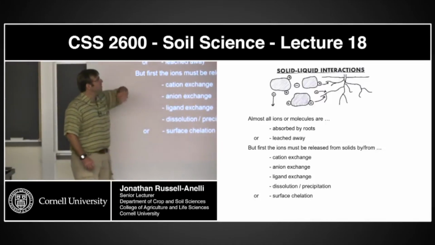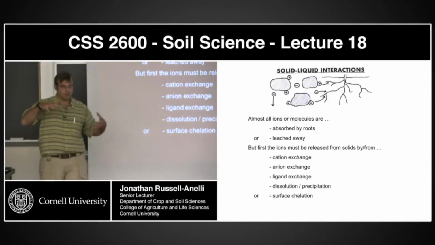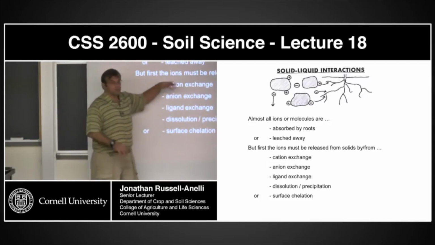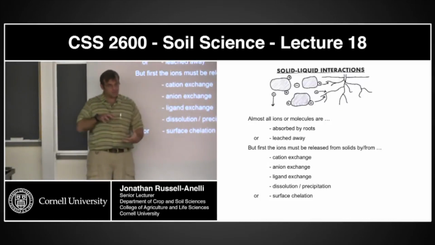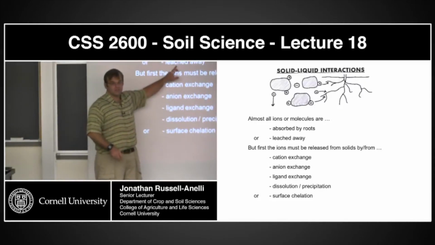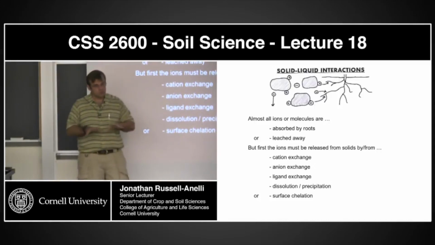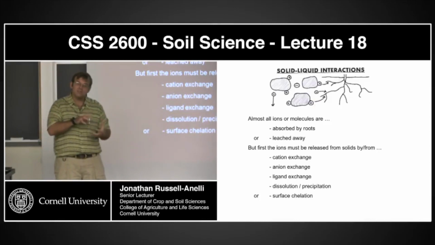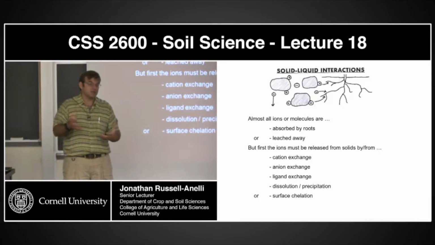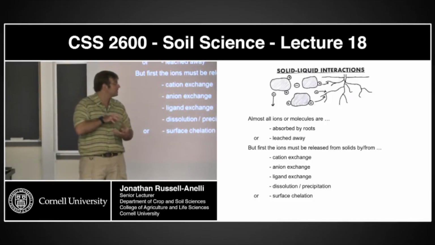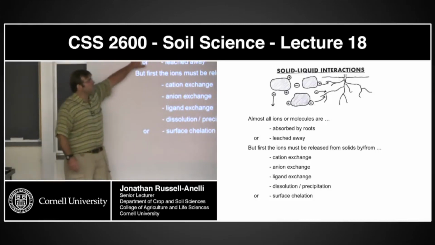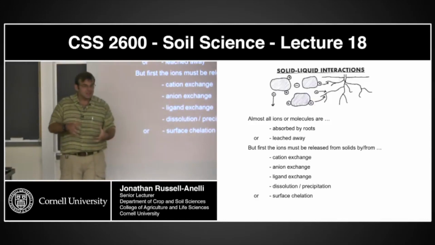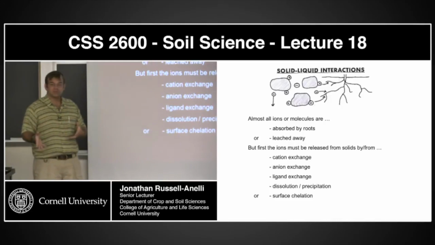Almost all the ions or molecules that are in the soil are, in the long run, either sorbed by the roots and taken up into the plants, or leached away. Those are the two things that are going to happen to them. In the interim, though, they can be held in the soil by cation exchange capacity, the ability of the soil to hold on to these things. But for these things to be absorbed by the roots or to be leached away, first, the ions themselves must be released into the soil solution.